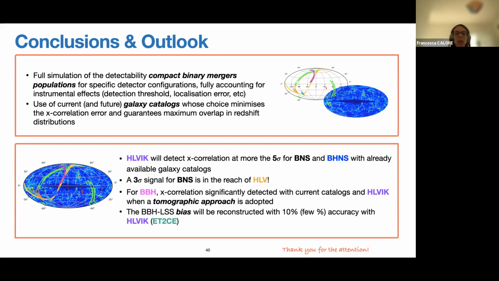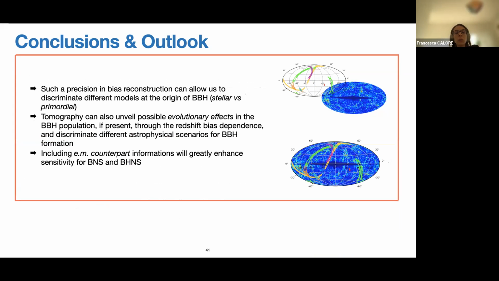For binary black holes, the tomographic approach is really crucial in order to give you already a 5 sigma detection with 5 detectors of 2G generation. And the precision at which you can reconstruct the bias is of the order of 10% to a few %, depending on which kind of detectors you are using. With this precision, you may really be able to discriminate different models about the origin of binary black holes, but also to probe if there are evolutionary effects in the bias evolution with redshift, in order to discriminate different astrophysical scenarios for binary black hole formation.